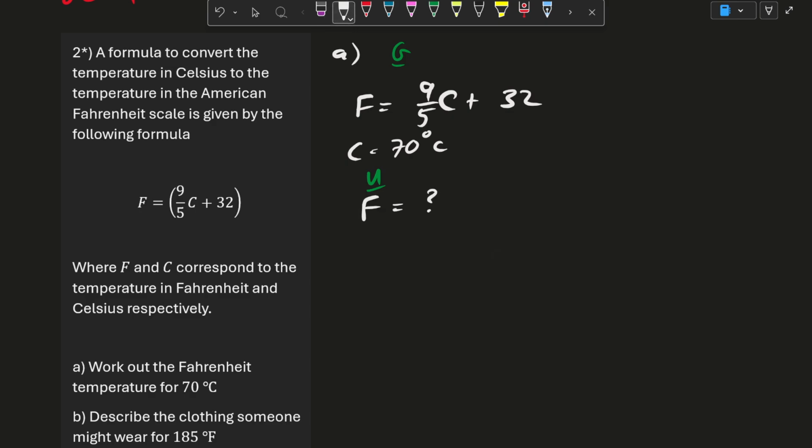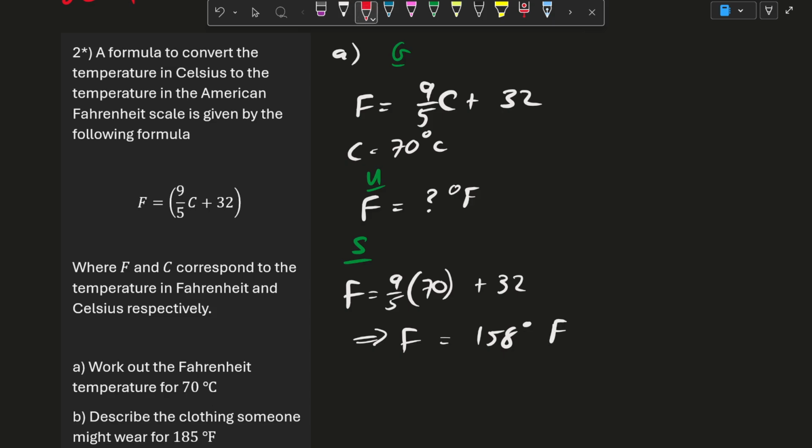So F equals whatever degrees Fahrenheit, which we can get just from the formula, which is where I'm going to use S for solution. So F is going to be 9/5 times 70 plus 32. You get 158 degrees Fahrenheit.